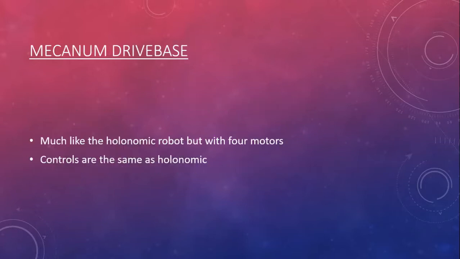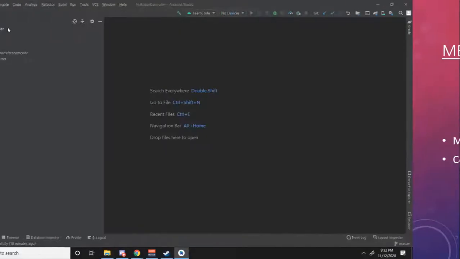And finally, you have the mechanism drive base. It's a lot like the holonomic, but with four motors. It takes in 3 inputs, and each are the exact same: strafe, forward, and turning. And so next I'm going to switch over to Android Studio and show you how to program your very first OpMode using a mechanism drive base.